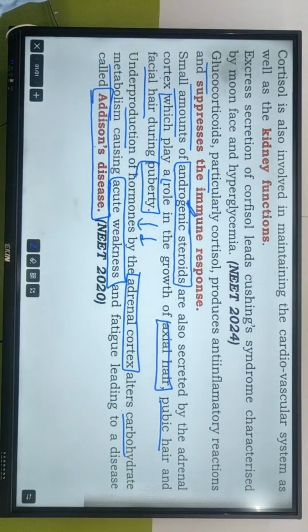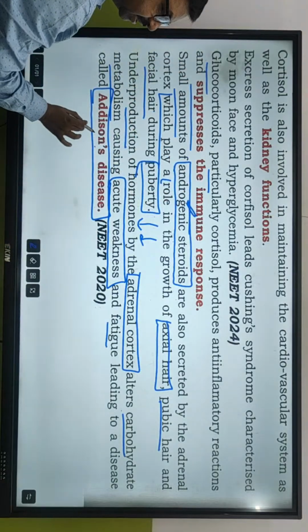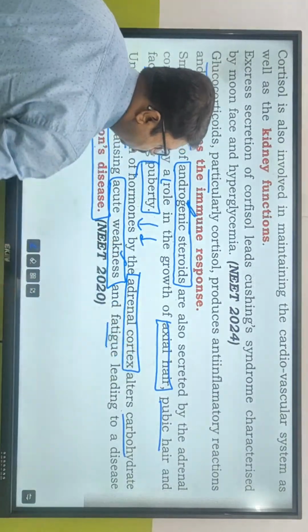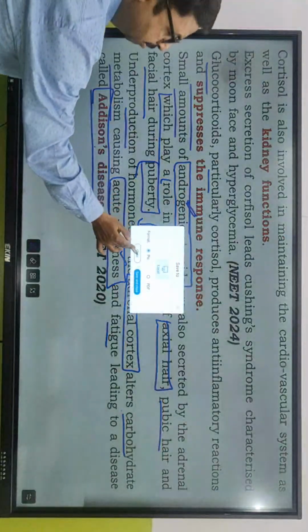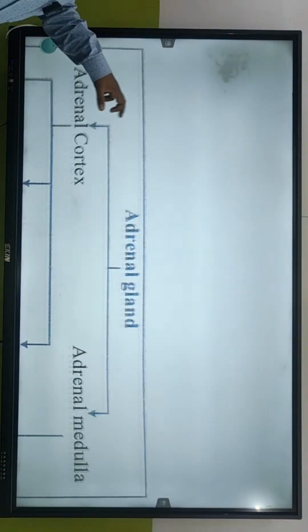Addison's disease में क्या होगा? Fatigue होगा, leading to disease called Addison's disease. Weakness होगा, and they are going to alter carbohydrate metabolism. Carbohydrate metabolism में problem होगा. That's all about adrenal cortex.